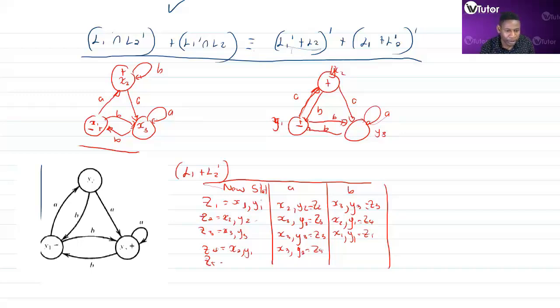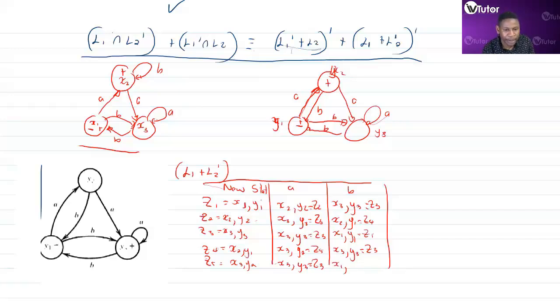So Z5 is going to be equivalent to say X3, Y2. Right? And then if you are in X2 and you encounter B, you go to X3. Y1 and you encounter B, you go to Y3. So this is equivalent to Z3. X3 and you encounter an A, you stay in X3. Y2 and you encounter an A, you go to Y3. So go to Z3. X3 and you encounter B, you go to X1.